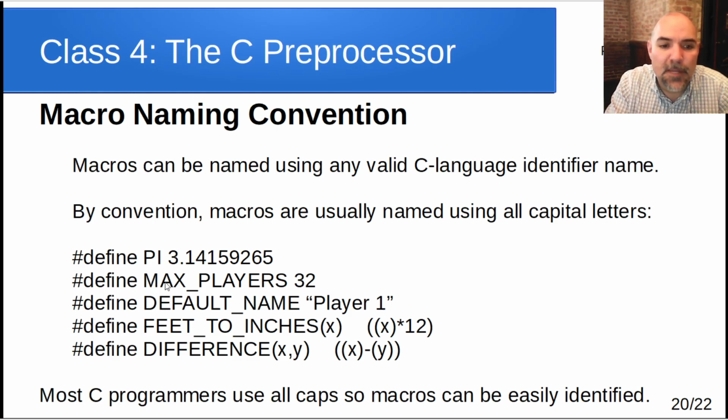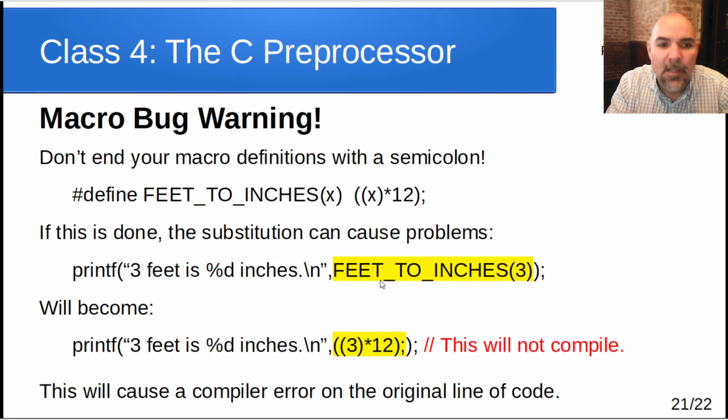So you'll tend to see like max underscore players, and then a number over here. All right, now one other thing to kind of wrap things up, and then I'll turn you loose on the lab time here, is here's a really important bug warning.